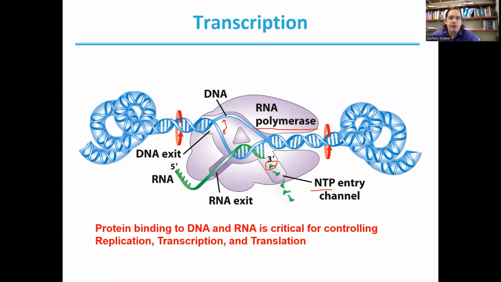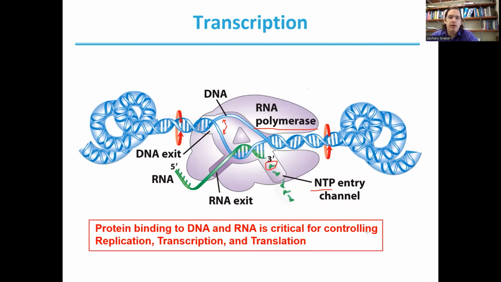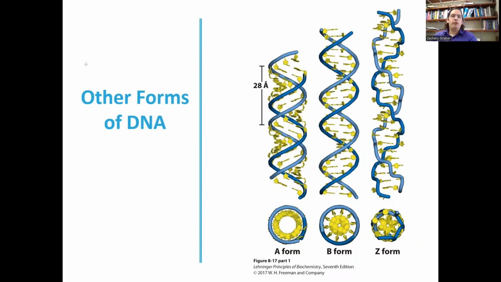Now, while the molecular structure of our DNA and RNA makes this all possible, it's important to note that proteins are also critical for binding to our DNA and RNA and controlling our replication, transcription, and translation processes. So while the chemical structure of our DNA and RNA is critical, we do also require proteins as well. In all of these different interactions between our protein and our DNA, the shape of our DNA is, of course, going to be critically important for determining what that interaction looks like.